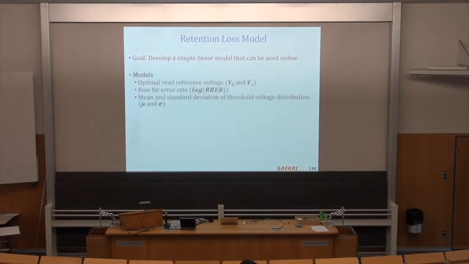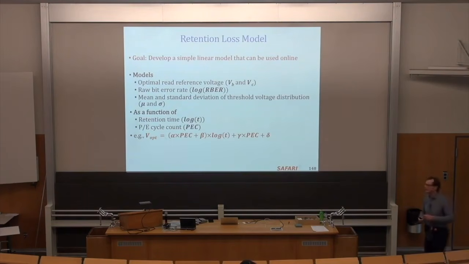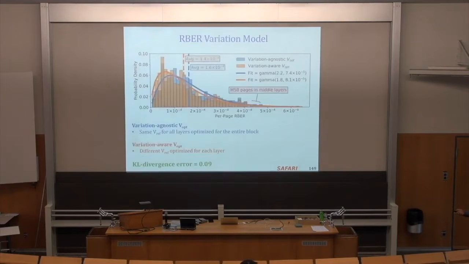Okay. And actually, I'm going to skip a lot of this because this is basically the model, the optimal voltage prediction model. And you can see that there are a bunch of functions over here, like program erase cycle count, retention time, and some parameters that are learned using regression, right? Okay, and the model there is actually pretty good. But you can read the paper for more detail.